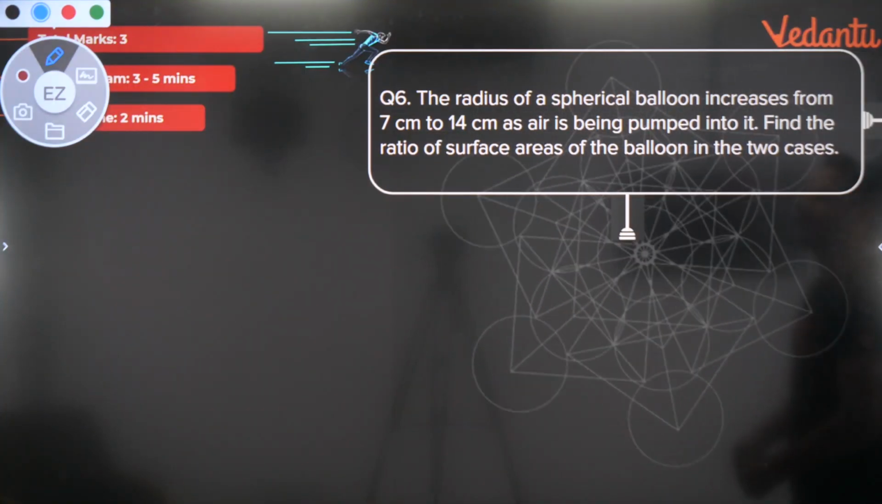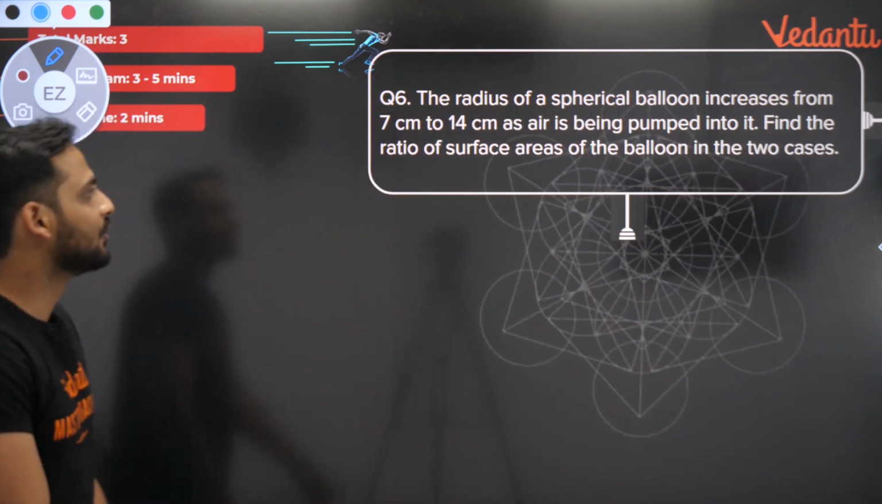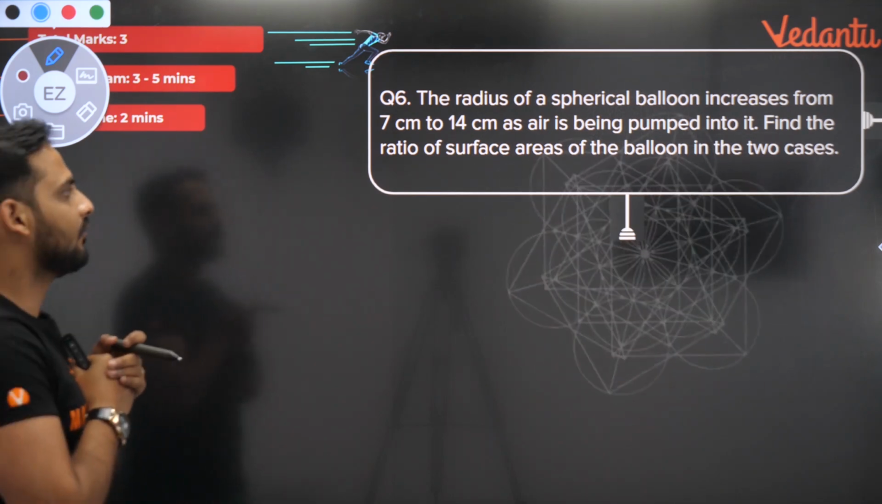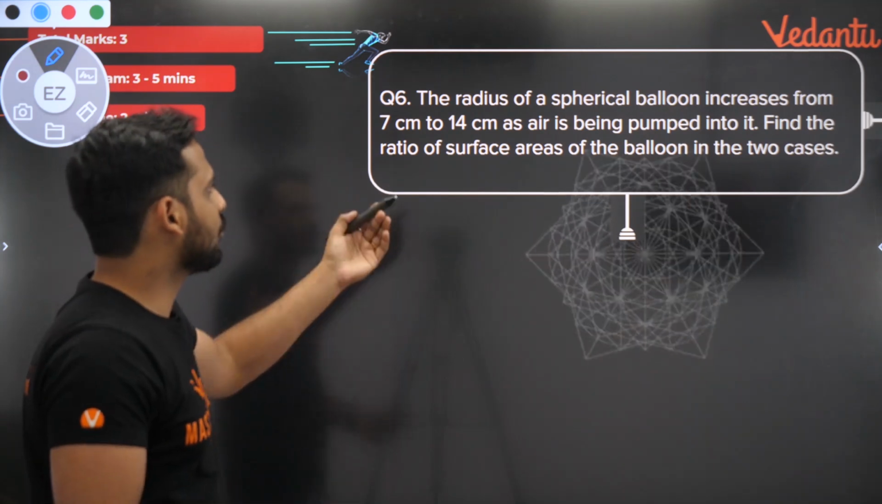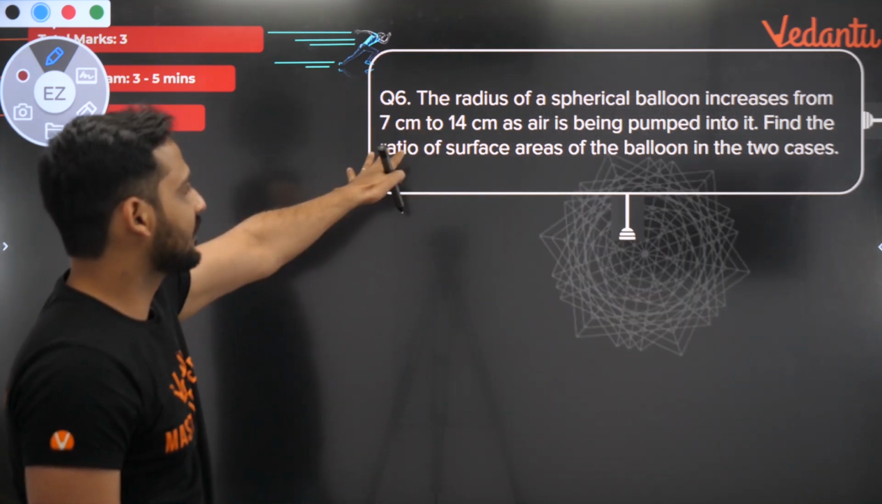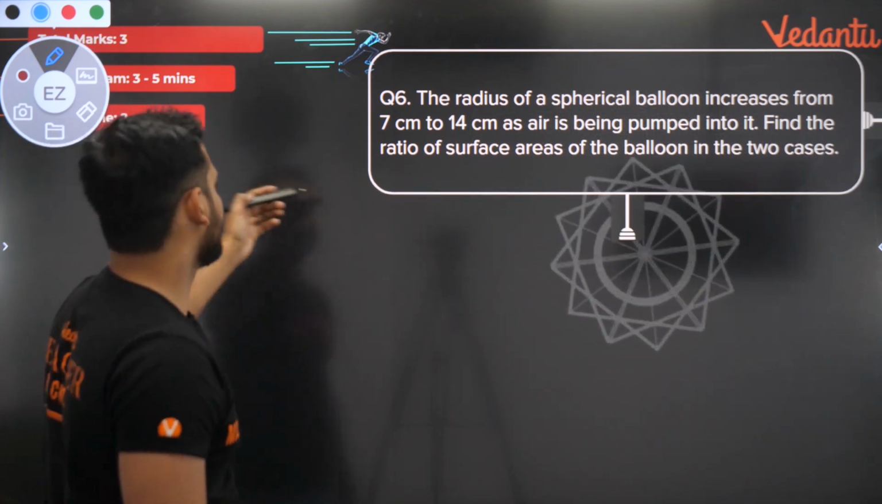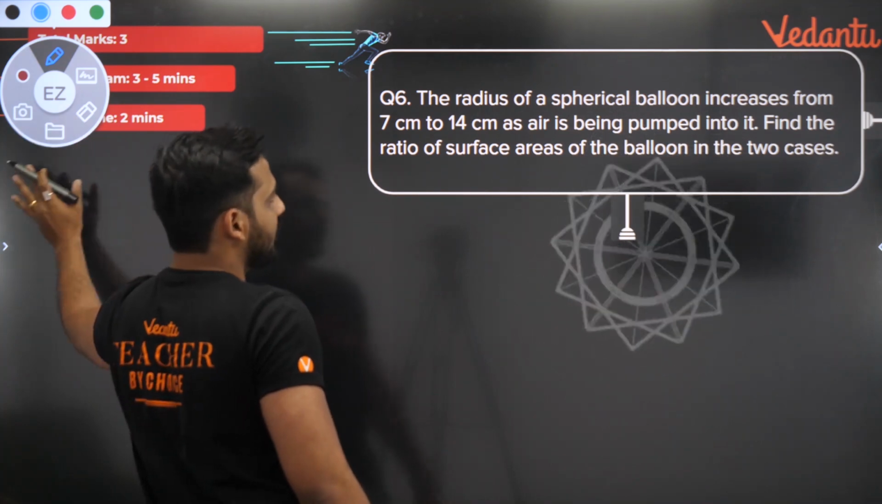The radius of a spherical balloon increases from 7 centimeter to 14 centimeter as air is being pumped into it. Find the ratio of surface areas of the balloon in the two cases. Very easy, but they have told both the radius. Radius of the smaller one is 7, radius of the larger one is 14. So in both the cases, case 1, we have to find out the ratio of what?